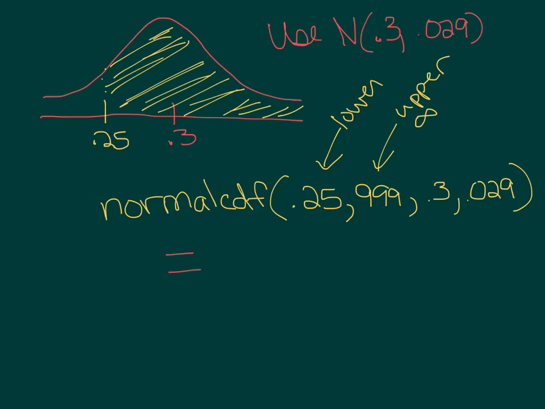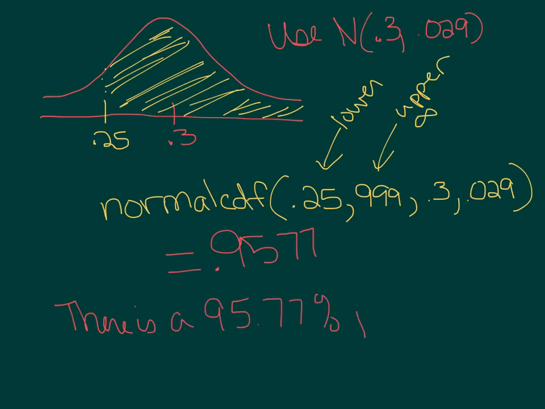So when we find this, we end up getting 0.9577 approximately. So what you would say is something like there is a 95.77% chance that we'll get at least 25% blue M&Ms.